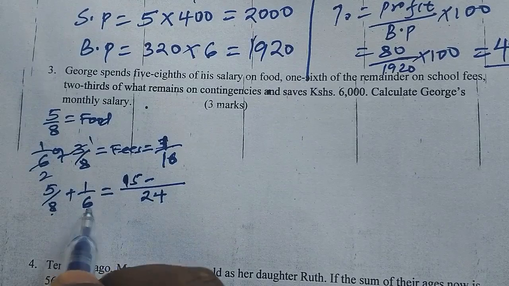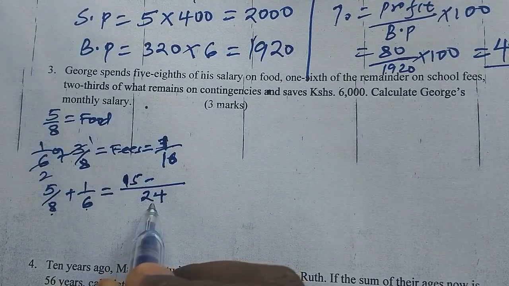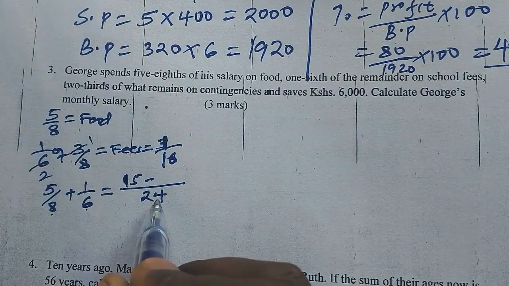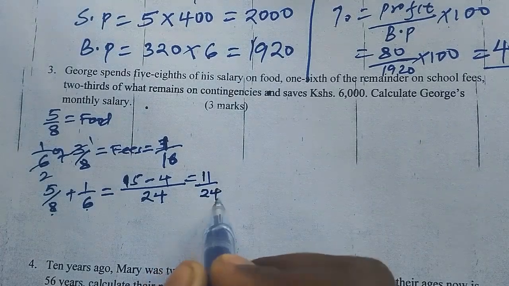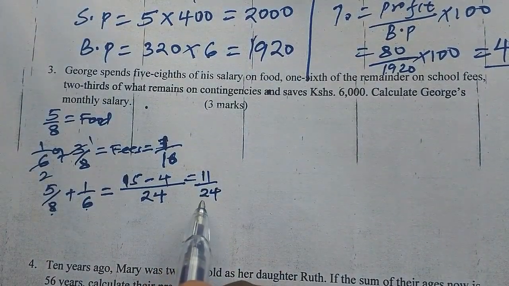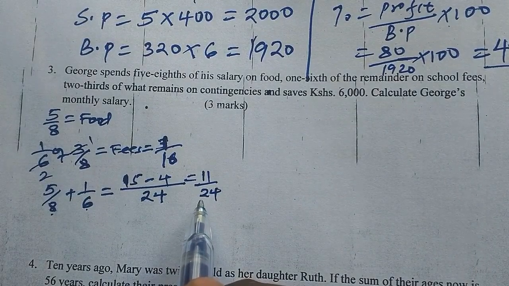Minus. This goes here, 4 times minus 4. The answer is 11/24. So that is the total. Then what?